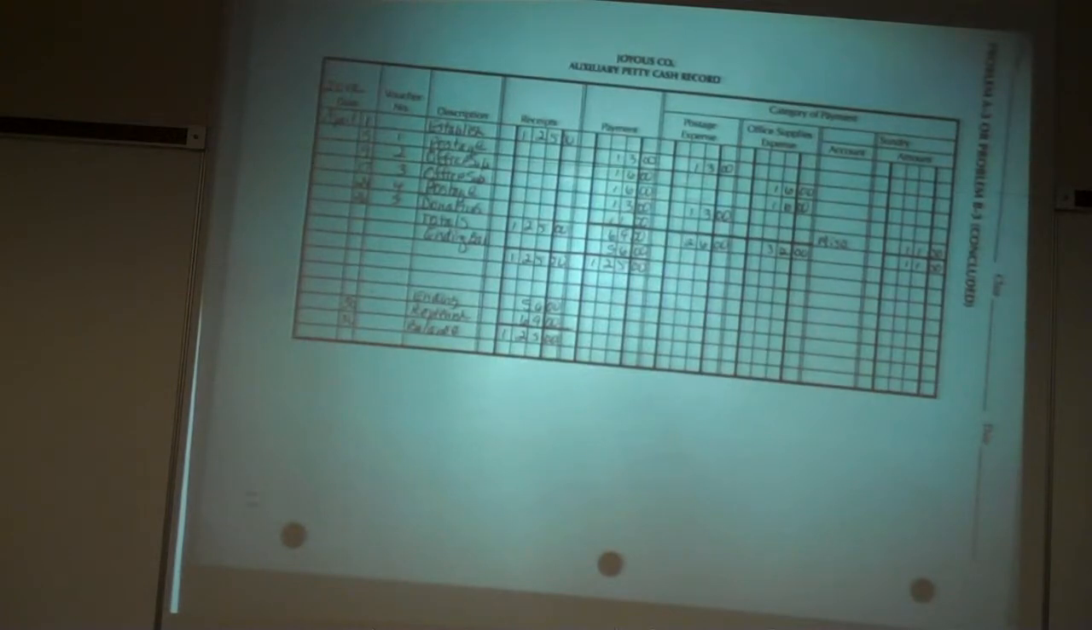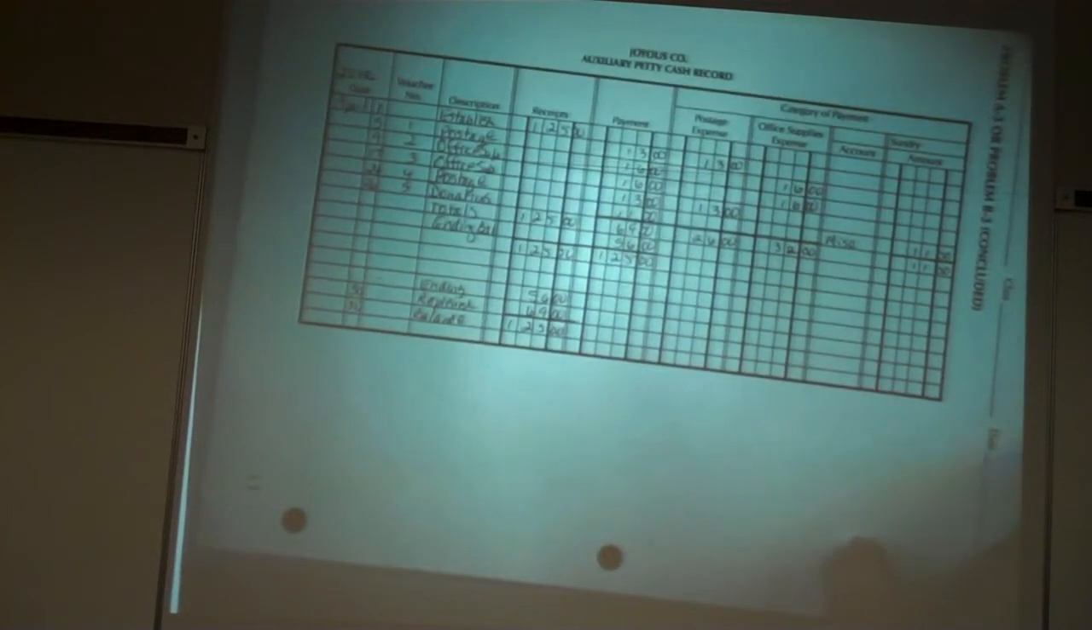Will it always balance? Could we be short or over? We could be. So that's when we're going to use that account that was short or over. We talked about that in chapter 6.